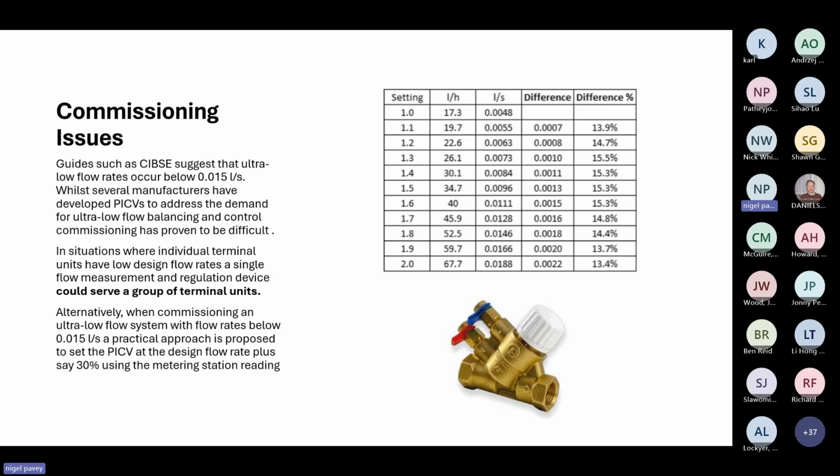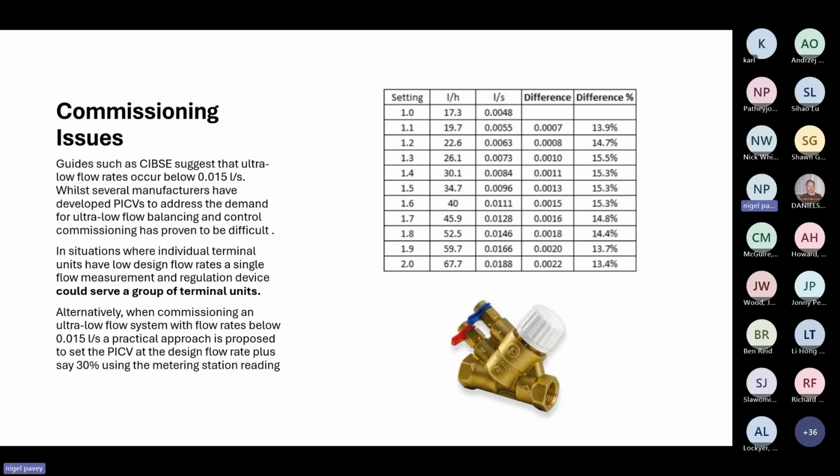CPC Guide says that ultra low flow rates occur below 0.015 liters per second. Now that is not a lot of water. That's a very low flow rate. But should we be designing below those low flow rates? Well, people do, and it's extremely difficult to set those flow rates up in commissioning. There are devices on the market that will do that.